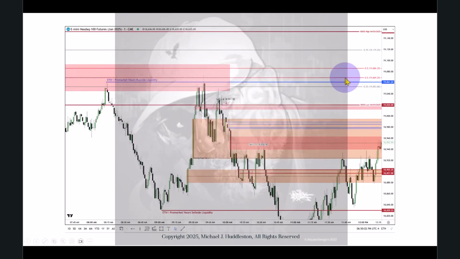All right, looking at the morning session again with that sell side imbalance, buy side inefficiency, you can see it trades up in the consequent encroachment. All that right there is just beautiful, beautiful detail supporting the idea that it's going to move lower.